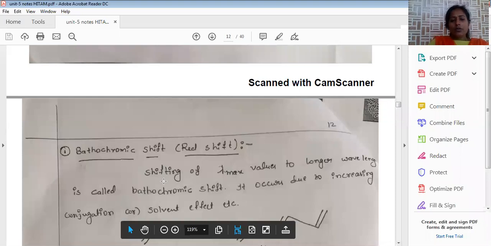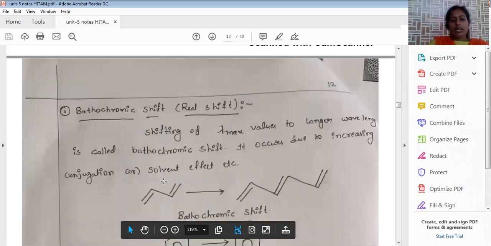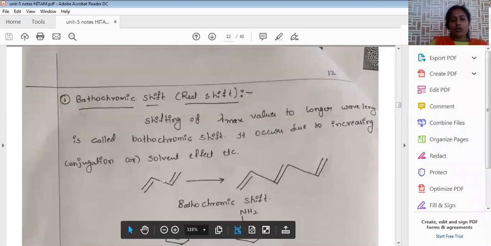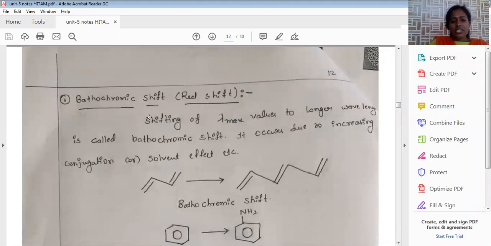So in this UV spectroscopy, there are other terms which are important for UV visible spectroscopy. One is called bathochromic shift. Bathochromic shift is also called red shift. Red shift is nothing but the shifting of lambda max values to longer wavelength. As we already know, there is an inverse proportionality between wavelength and energy. Greater the energy, lesser the wavelength. Greater the wavelength, lesser the energy.